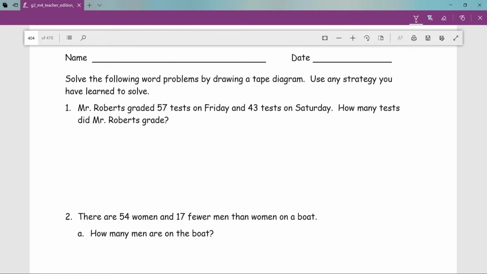Hi guys, so this is lesson 31 in module 4. It's actually the last lesson in module 4, and it's kind of a review of all of the addition and subtraction that we've been doing, but this time using word problems to guide us.